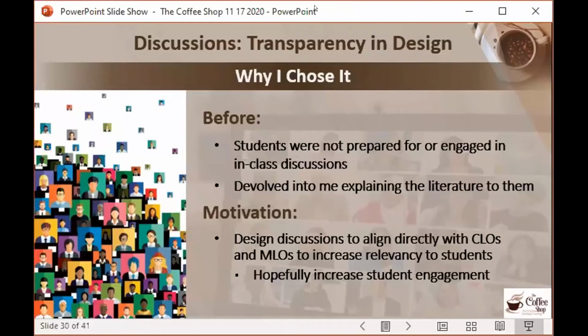Students weren't reading the papers, they weren't participating in the in-class discussions, and it really devolved into me explaining each figure to them, each question to them. So I gave up on the literature discussions for a while, and that was heartbreaking. But then I took the AQ course, and I redesigned my discussions to increase transparency and relevancy to students and increase student engagement.